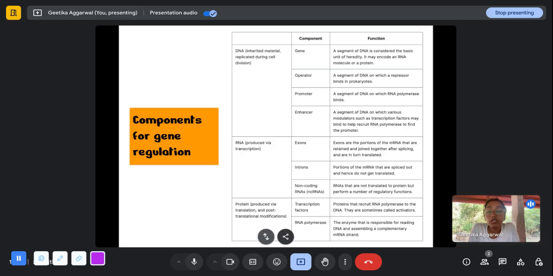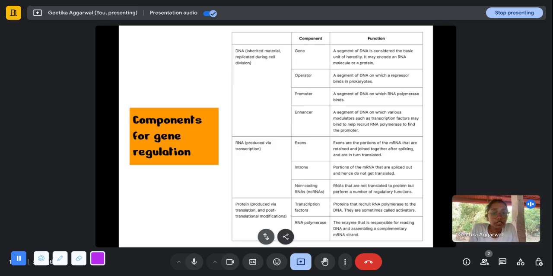Talking about the components for gene regulation, in the I Think Biology book, they've given a table which discusses the different components that play a role in gene regulation. First of all, the DNA is the genetic material which is inherited and replicated during each cell division. The first component in the DNA is the gene. A gene is the segment of the DNA which codes for an RNA molecule or a polypeptide chain, and it's the basic unit of heredity. It's the segment of DNA that encodes for protein.